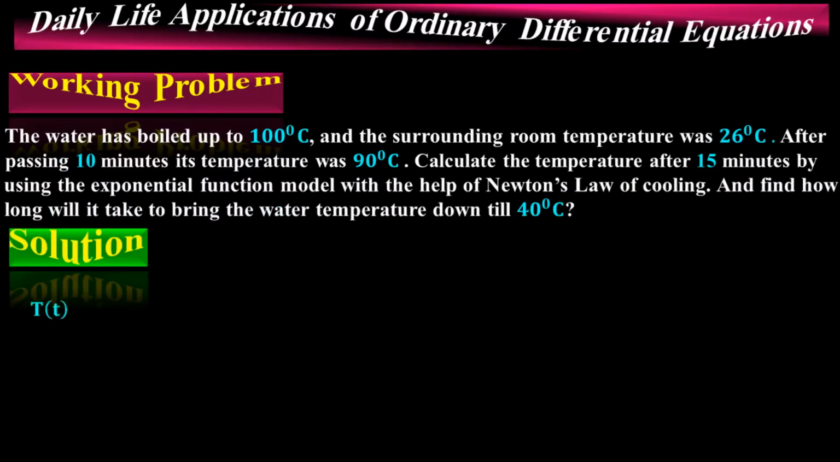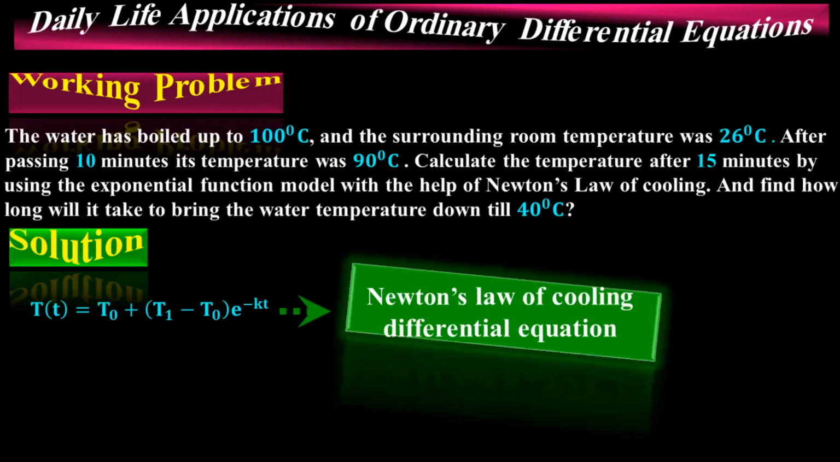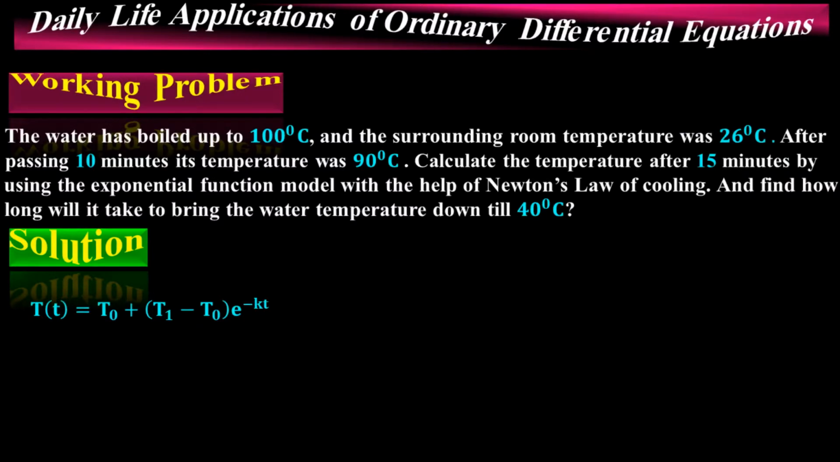Solution. From Newton's law of cooling, which is T of t equals T sub naught plus T sub 1 minus T sub naught into e to the minus kt. It is a typical equation of Newton's law of cooling differential equation, where this capital T is the temperature and the small t is the time. T sub naught is the room temperature, which is 26 degrees centigrade, and T sub 1 is the boiling temperature, 100 degrees centigrade. Just substitute the values here.